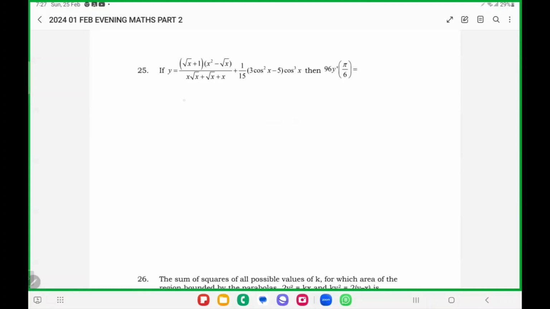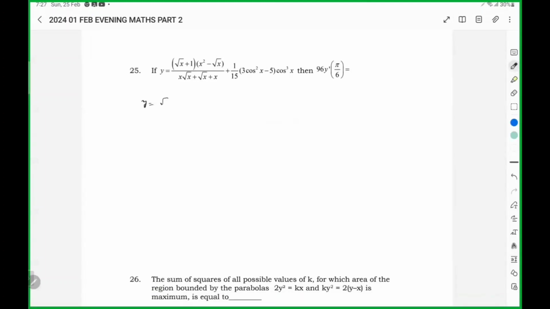Here y is equal to root x plus 1. If you take root common, root x whole cube is x root x plus x. Root x plus 1 into root x, it's of a cube minus b cube: root x whole square plus x root x plus 1 by root x if you take common. So x plus root x plus 1.